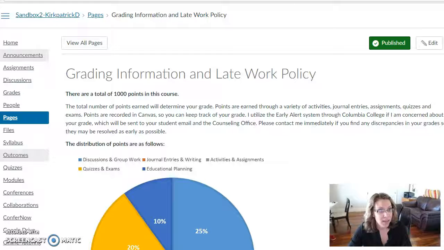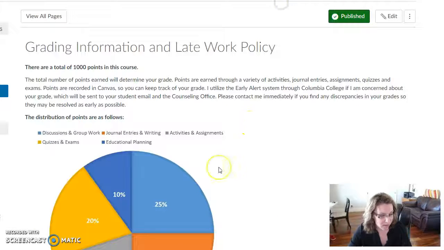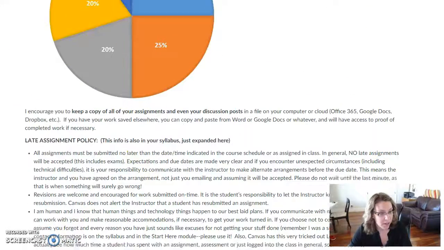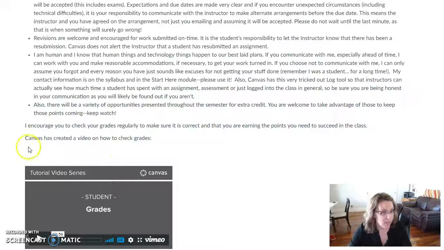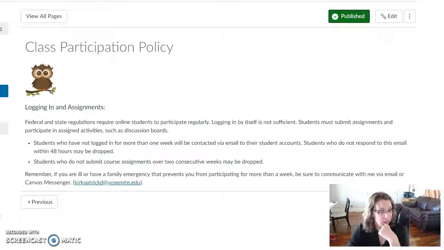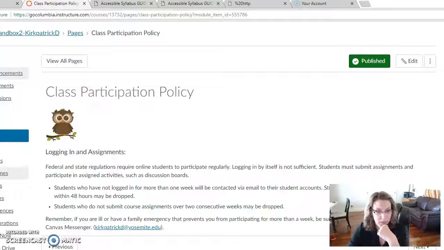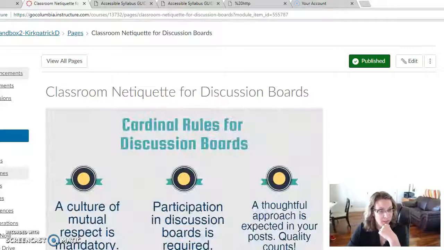Okay, and then again, providing descriptive alt text for all of my different pictures. I did go in for this pie chart here and do it for that. And I always like, at the bottom of all of the things that you have for us, additional resources or things like that that we can go to, so I did use that. This one is on how to check grades from Canvas. And for class participation, again, I moved my images up to the top left.